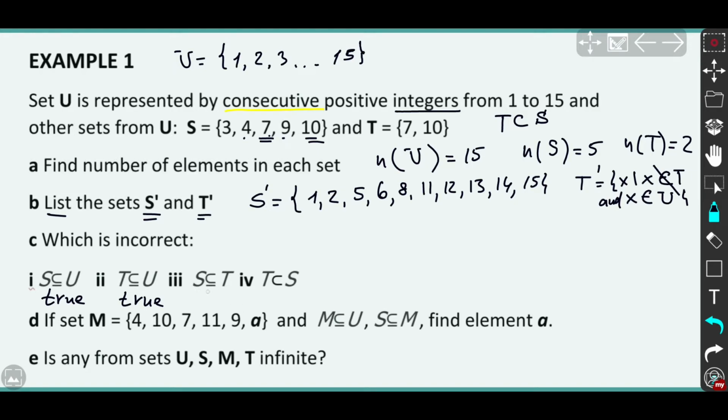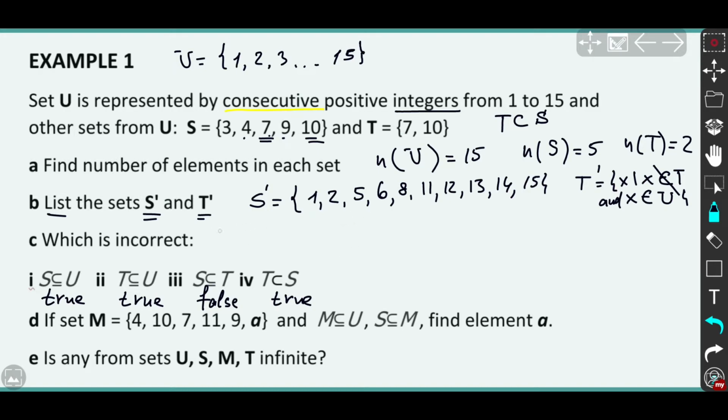Okay, so next one. S ⊂ T. It's obviously false, because if you look at the elements of T, you will have only 2 elements. While in S, yes, you do have 7 and 10, S is much bigger because on top of that it contains 3, 4, 9 as well. That means it contains more elements than T has, so that's definitely false. And T ⊂ S is true, because you can find every single element of T in S.